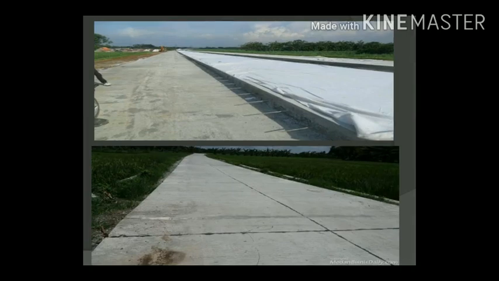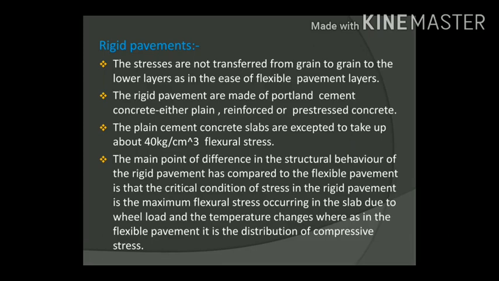In the rigid pavement, the stresses are not transferred from grain to grain to the lower layer as in the case of flexible pavement layer. The rigid pavements are made up of Portland cement concrete, either plain, reinforced or pre-stressed concrete. The plain cement concrete slabs are expected to take up to 40 kg per square centimeter flexural stress.